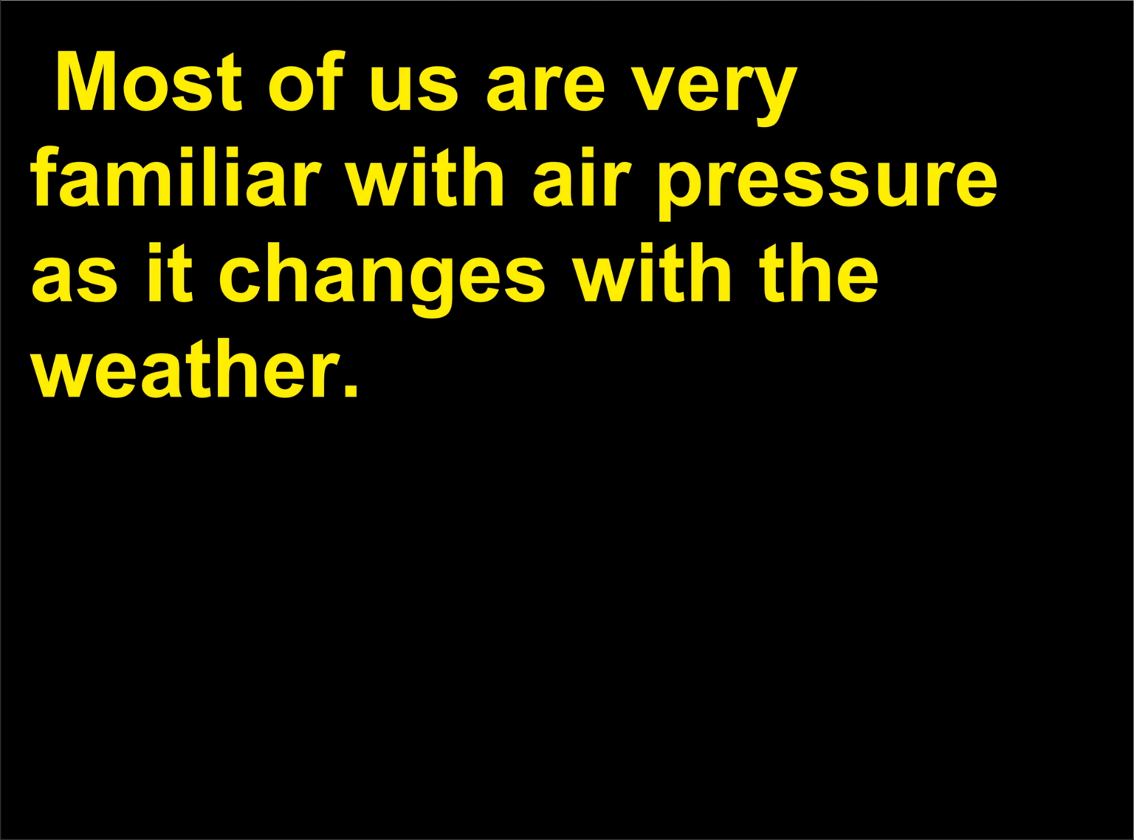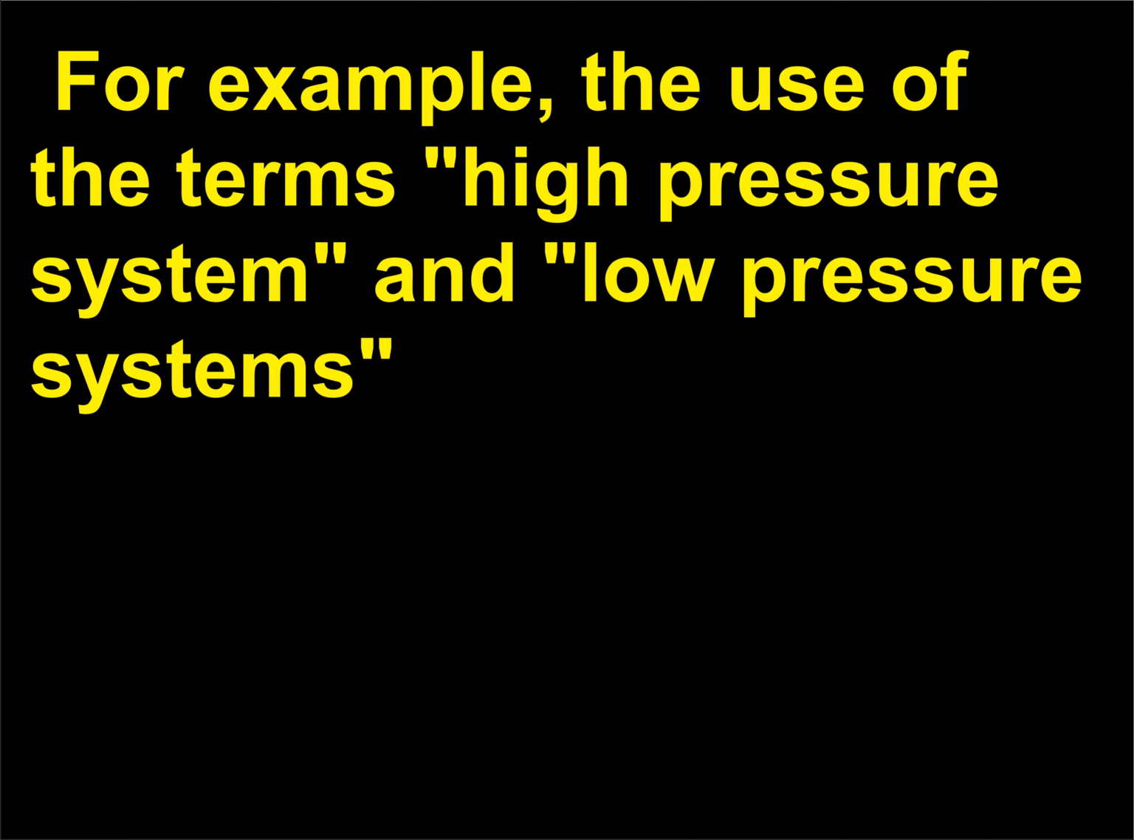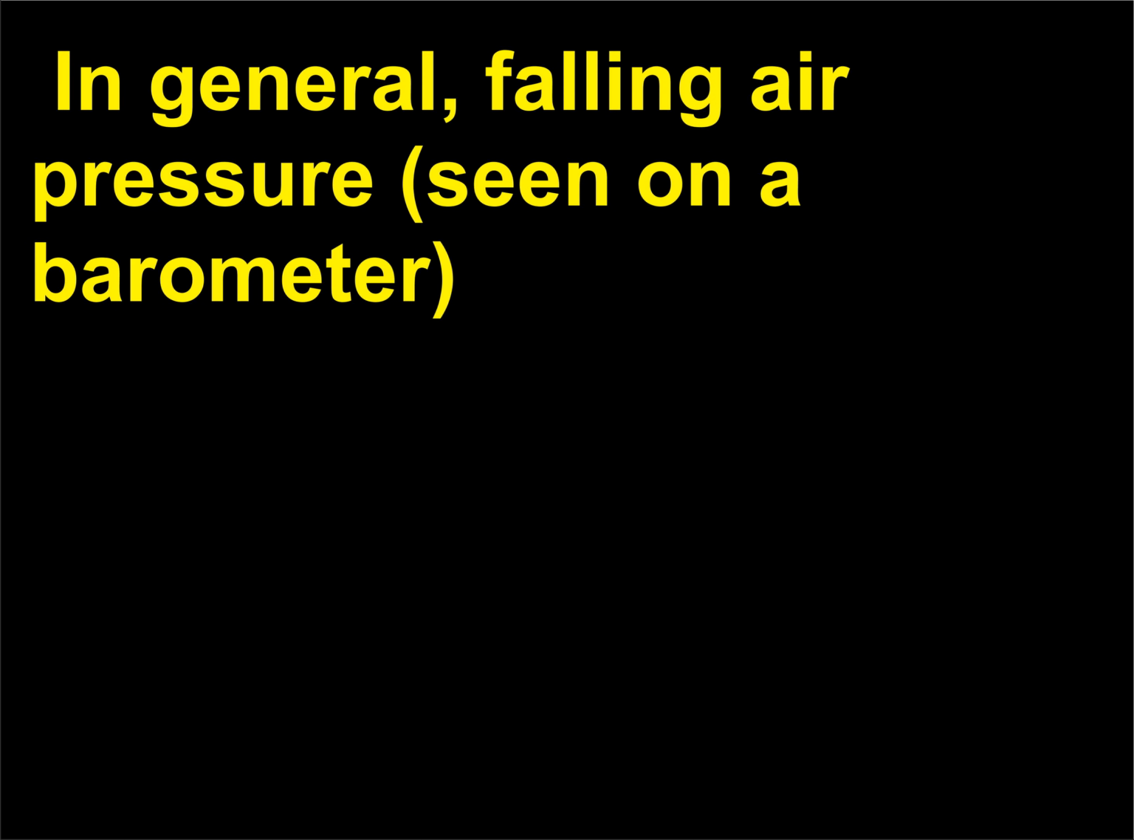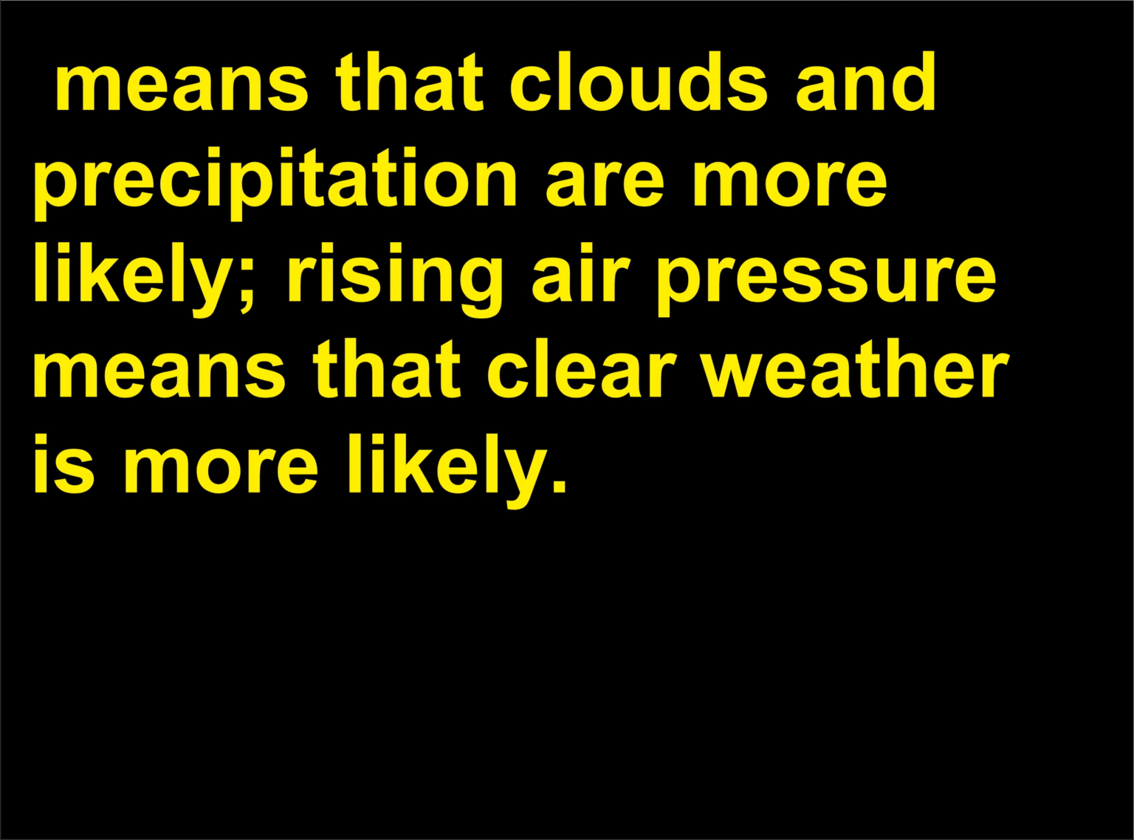Most of us are very familiar with air pressure as it changes with the weather. For example, the terms high-pressure system and low-pressure system are often indicators of the types of weather fronts traveling through a region. In general, falling air pressure, seen on a barometer, means that clouds and precipitation are more likely. Rising air pressure means that clear weather is more likely.